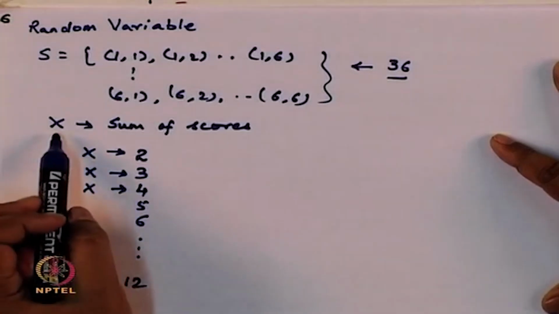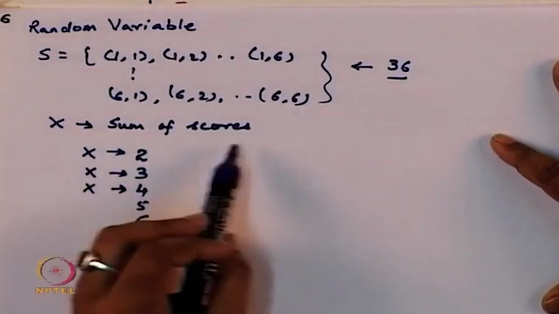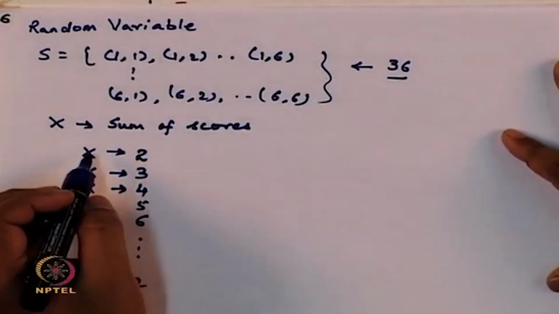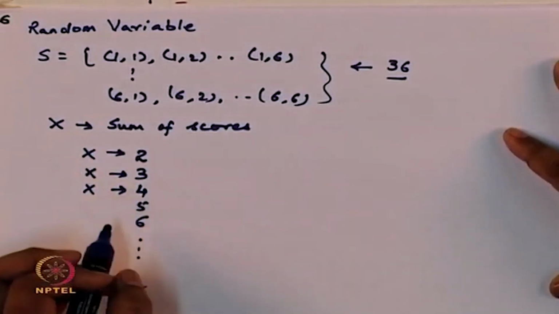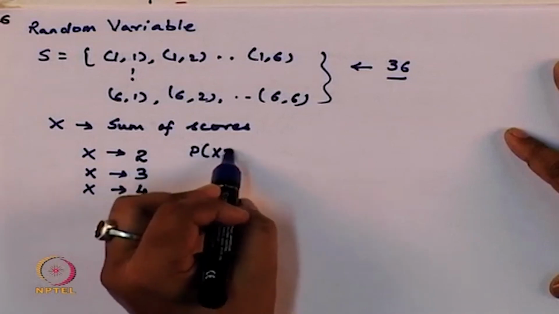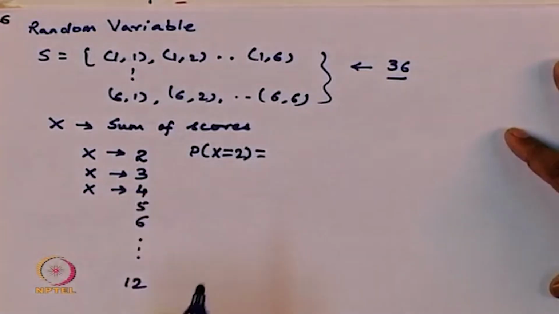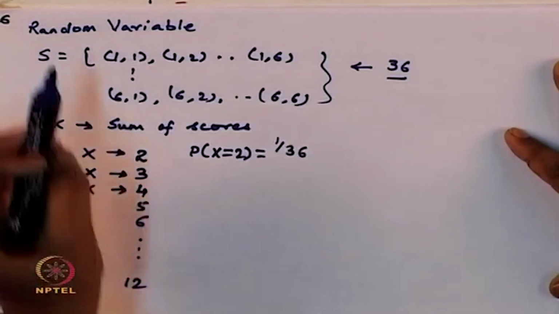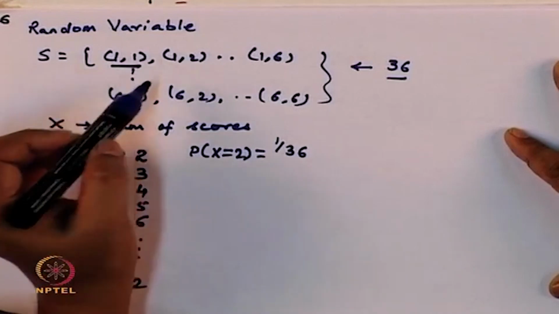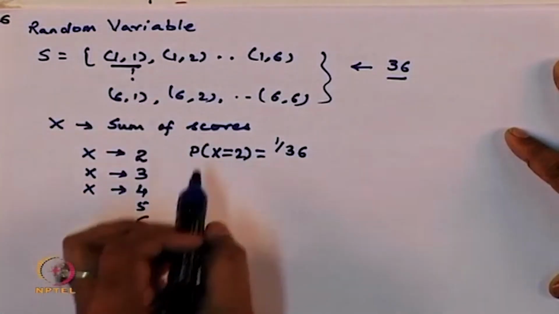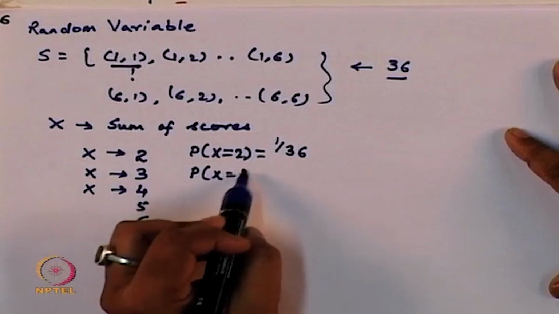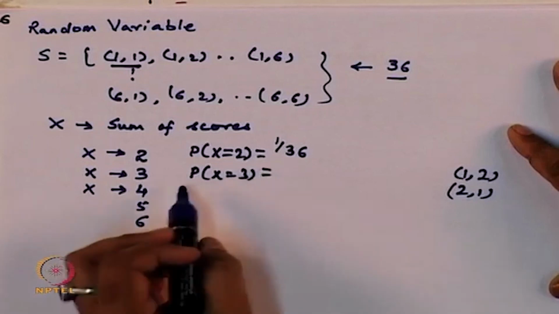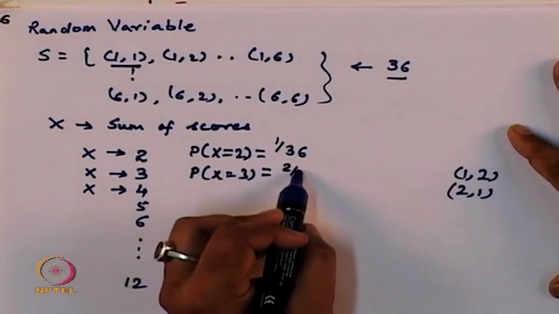This is an example of a random variable, and we have defined the random variable in this particular case as the sum of scores. So, I can actually compute the probability of each of these events. The probability of x equal to 2 is nothing but 1 by 36, because you have only this particular combination which gives you a value of 2. What is the probability of x equal to 3? What are my combinations? Either I have 1 2 or 2 1. The probability of x equal to 3 is 2 by 36.